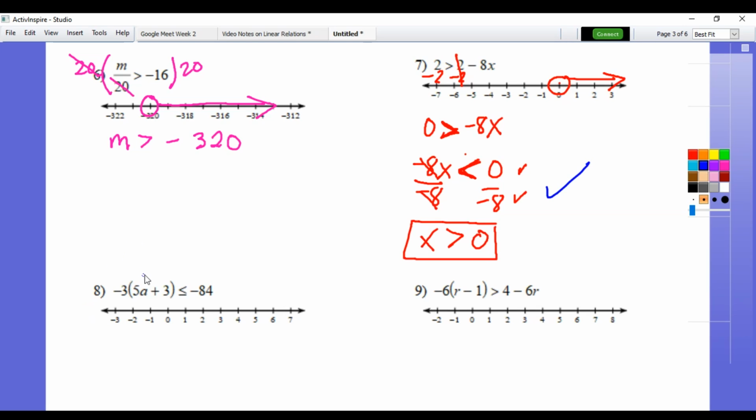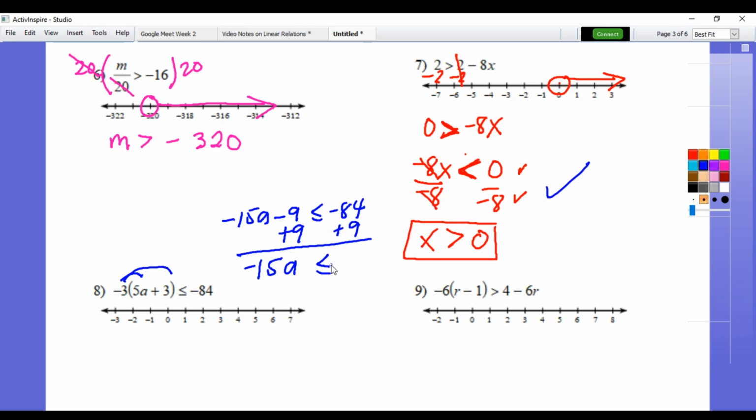You will need to distribute. So -3 times 5a is -15a. -3 times 3 is -9, less than or equal to -84. I'm going to combine the like terms, so I'm going to add 9 here, add 9 there. This will become -15a is less than or equal to 84 minus 9, which is going to be negative 75.